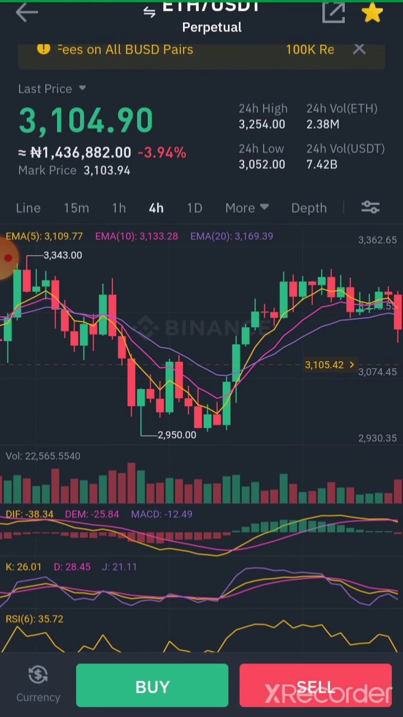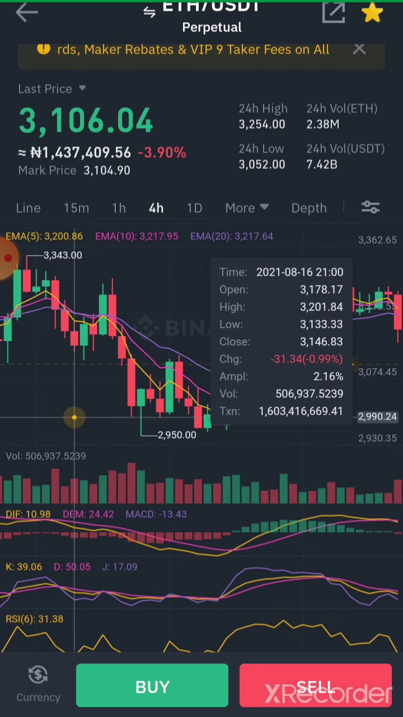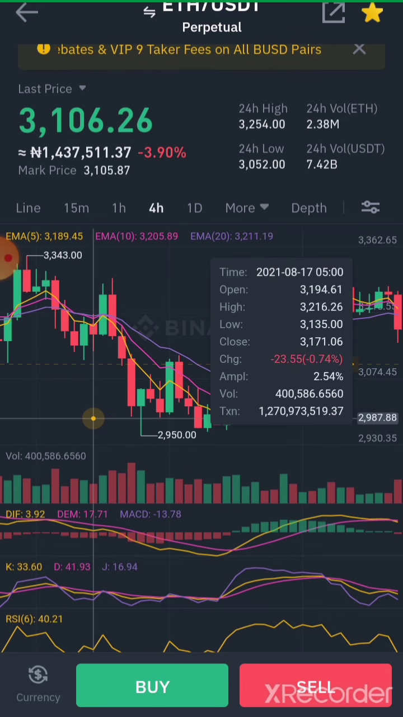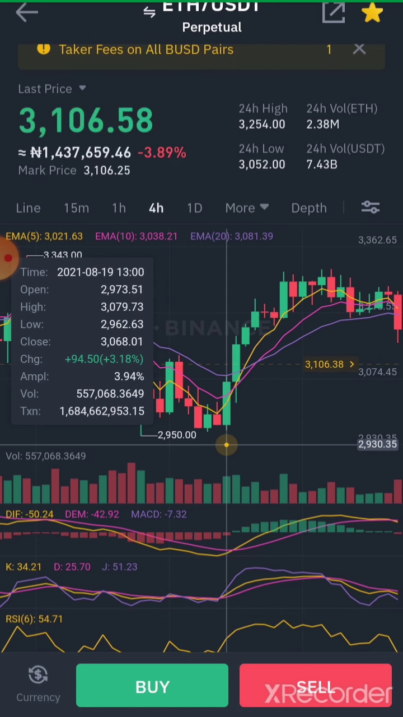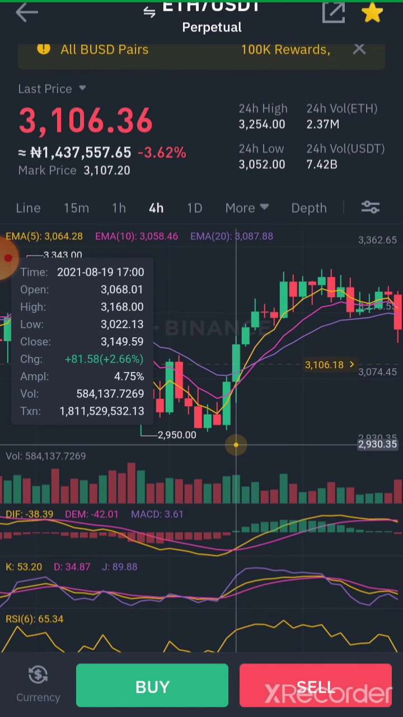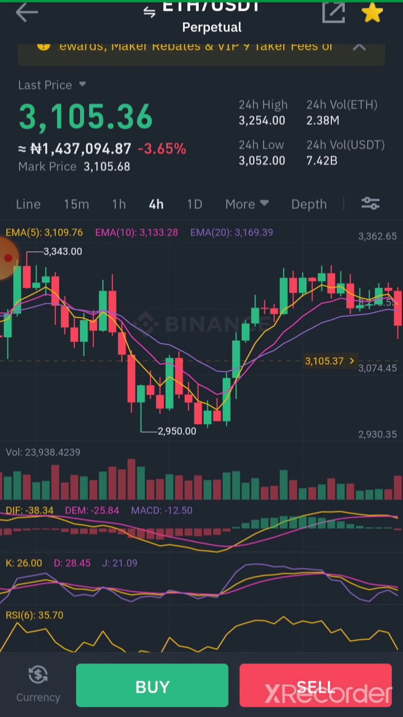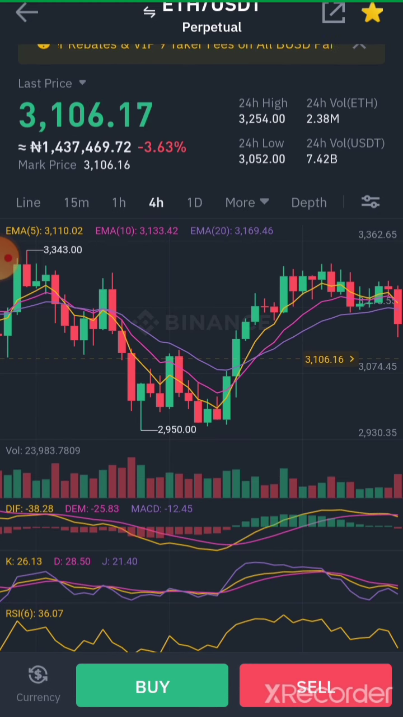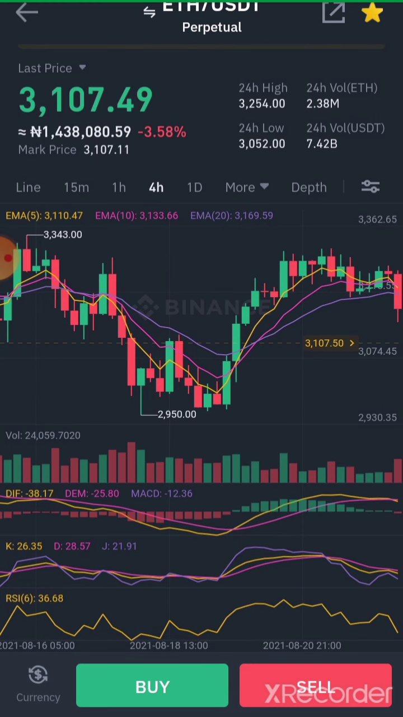Now, when you get to this place, as you can see, when this dead cross happened here, the market moved and it was a downtrend up to this point. So when the smaller moving average crosses above the bigger moving average, it indicates a golden cross, also called a bullish crossover. Do you understand? And you can see that the market changed direction. You see an uptrend.